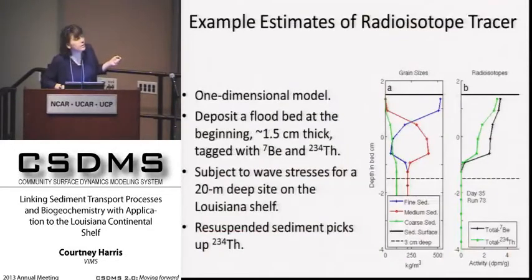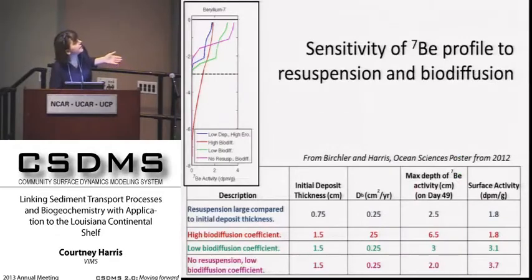So where we're going with this is, again, using a model where now we don't just predict grain size distributions and deposit thicknesses, but we also estimate the radioisotopic profiles. And we can use that to evaluate the sensitivity of the radioisotopic profiles to things like resuspension that would dilute it, and also biodiffusion that would mix it in the bed.